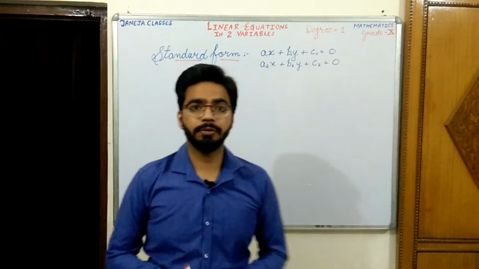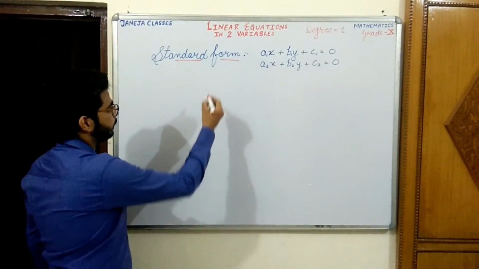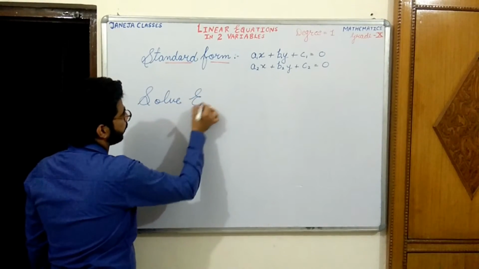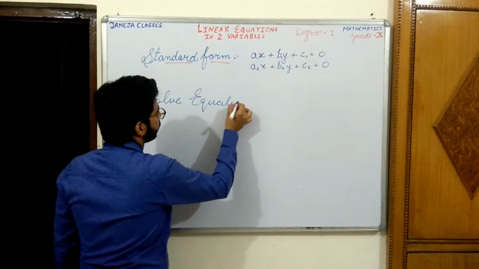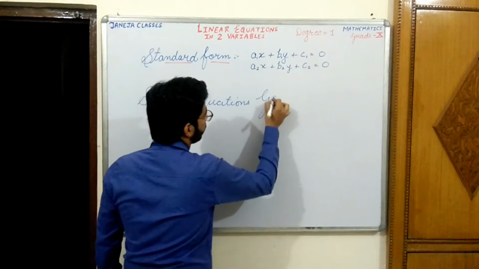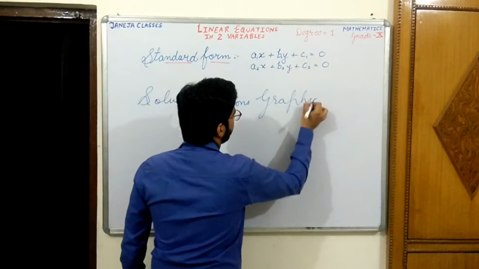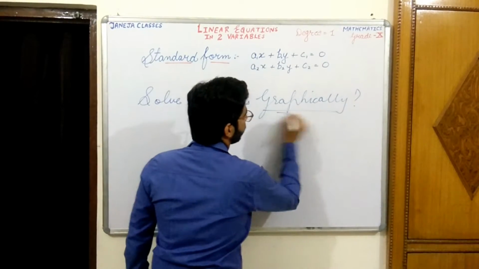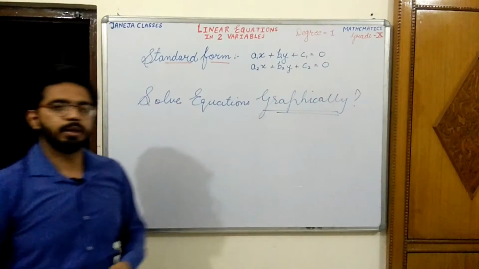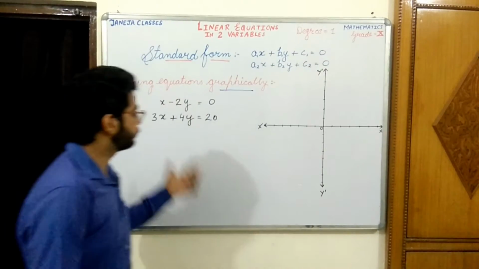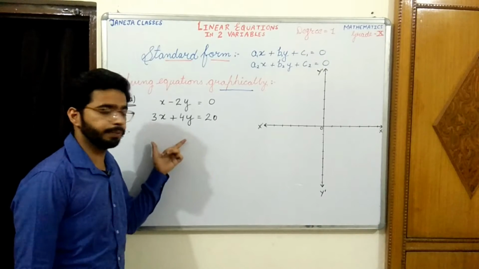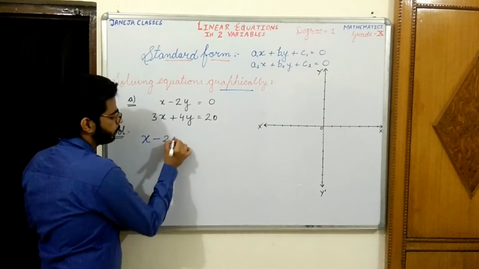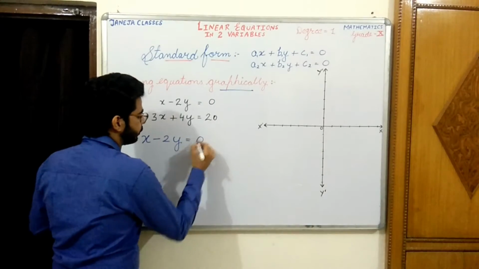So let us start the first topic of this chapter, that is how to solve equations graphically. So let us take these two equations and we are going to solve these two equations graphically. So let us start by writing first equation, x minus 2y is equal to 0.